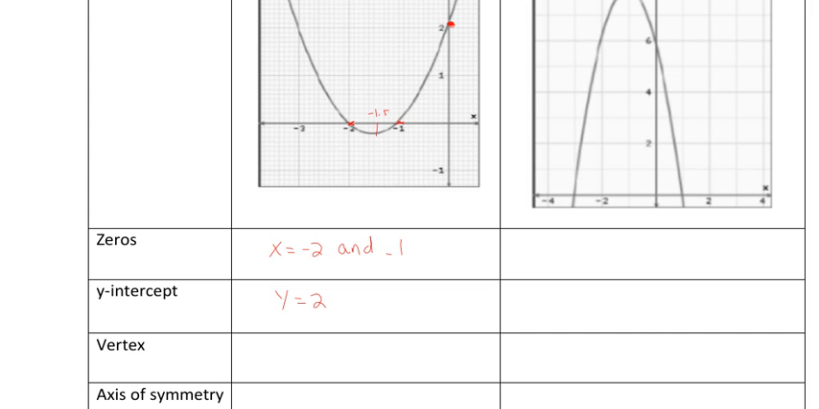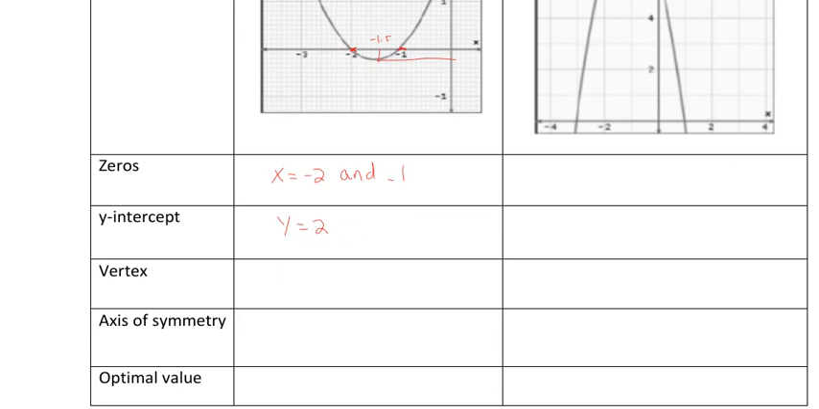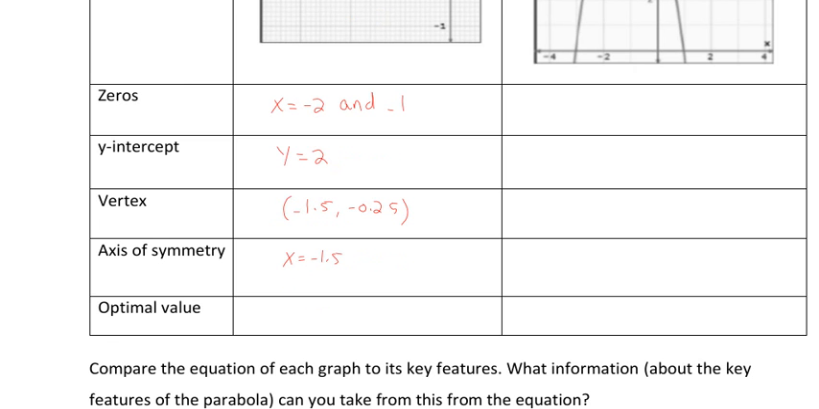And that looks like to me -0.25. So my vertex is (-1.5, -0.25). How about the axis of symmetry? X equals -1.5. And how about your optimal value? -0.25, and it's a min.